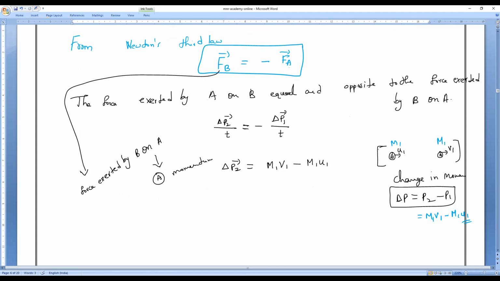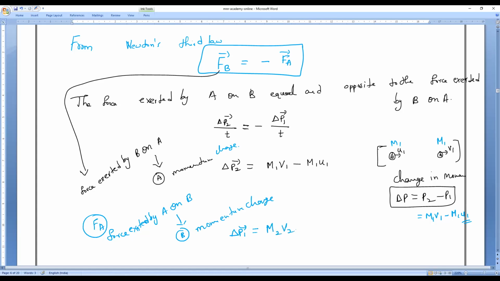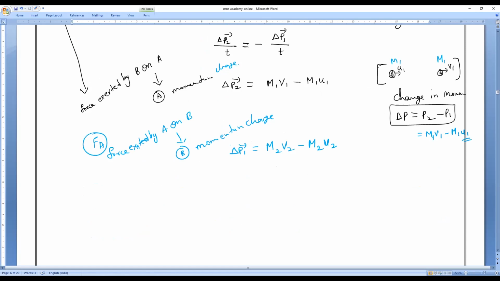Next. Same way. What do you mean by FA? What do you mean by FA, guys? Force exerted by A on B. Means whose momentum will change? B momentum or A momentum? B momentum will change. Am I right, everybody? Yes? Respond. So delta P1 means, in the sense of what will happen? M2 V2 minus M2 U2. Am I right? Agree with me or not? Yes, sir.